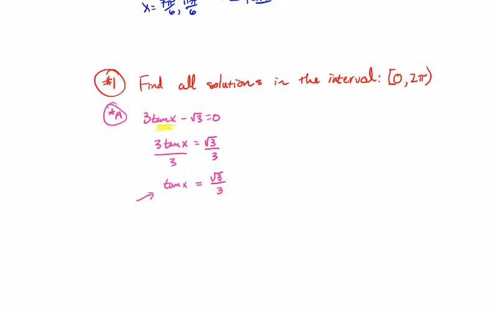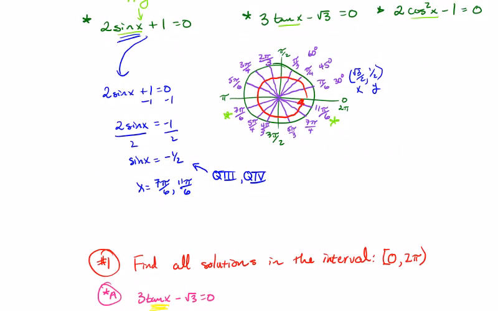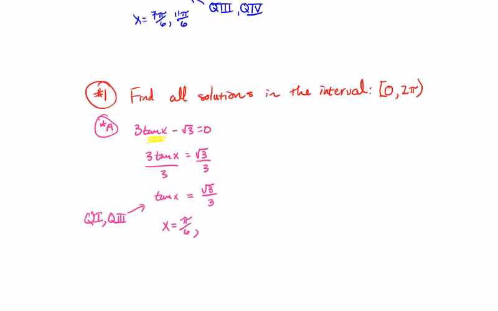I say to myself, where is tangent going to be positive? So I need to know that. That's in quadrant 1 and quadrant 3. The second thing I need to know is, when is tangent rad 3 over 3? And again, that would be at pi over 6. So in quadrant 1, my angle is pi over 6. And my angle in quadrant 3, if you go back to the unit circle, that has a reference angle of pi over 6 is again 7 pi over 6. And so I have two answers in the interval of 0 to 2 pi: pi over 6 and 7 pi over 6.